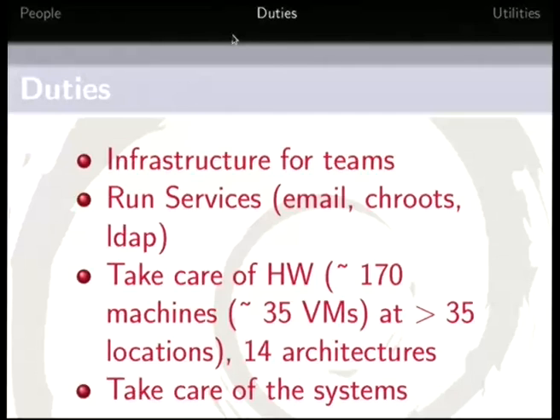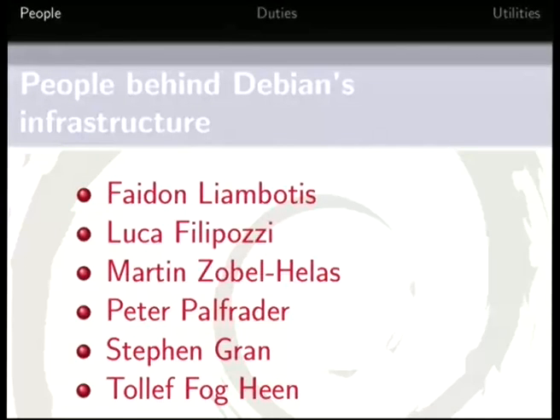Well, my name is Martin Sovehellas. I'm from the Debian sysadmin team. All in all, we are currently 6 Debian system administrators. Faiden is from the system administration team here. The rest is not here. We have Luca from Canada, Peter from Austria, Stephen from UK, and Tolev from Sweden. Norway.